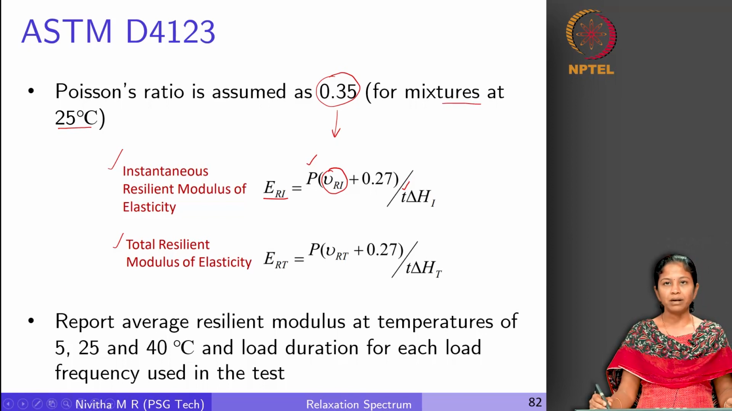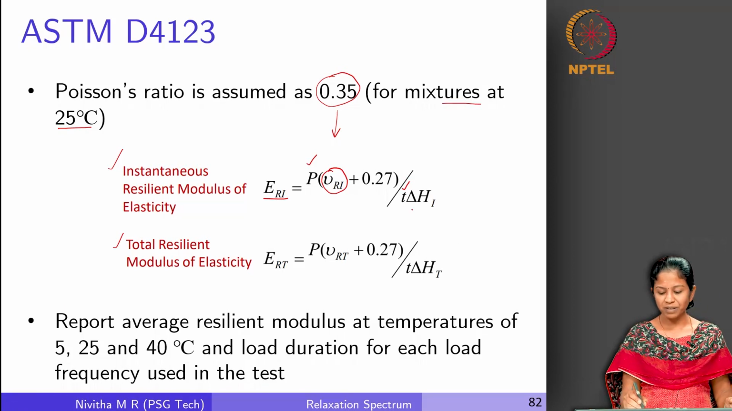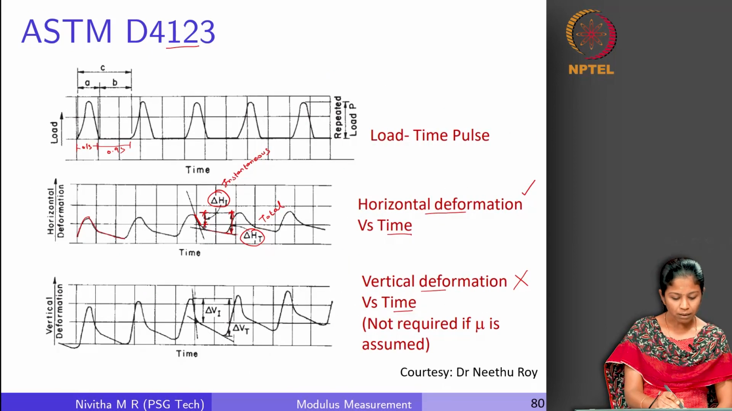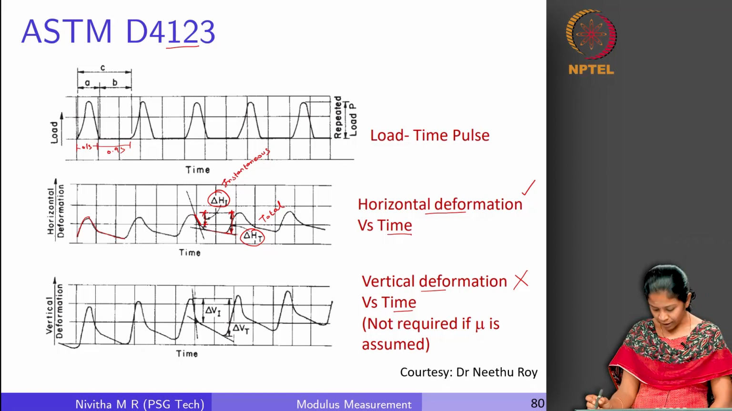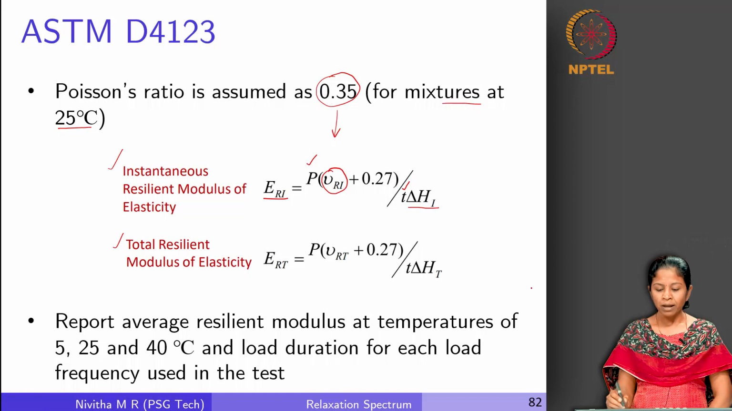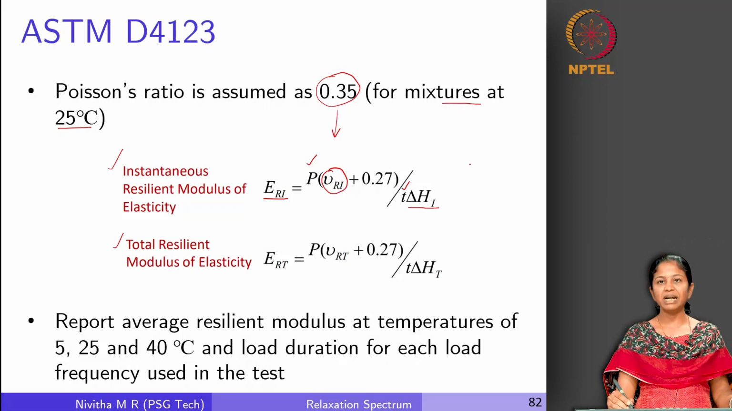thickness of the sample, right. Depending upon the diameter, we have different thickness. We have either 50 mm or 75 mm. So, this T is the thickness of the sample, and this delta Hi is the instantaneous deformation that we have computed as shown here, right. So, these are the parameters that we have to use in this equation. If you look at the updated version, which is D7396, clear procedures are given on how to compute this instantaneous and total deformation.